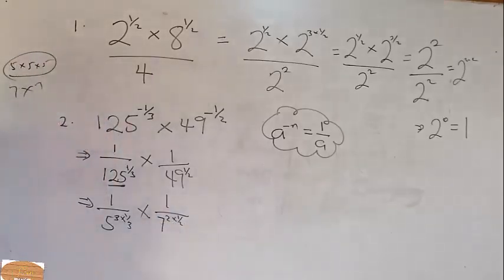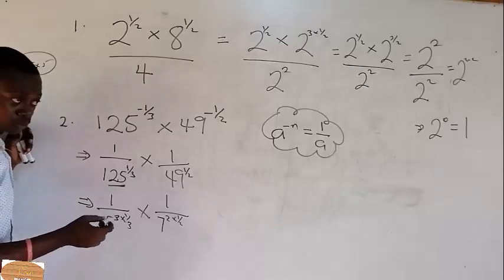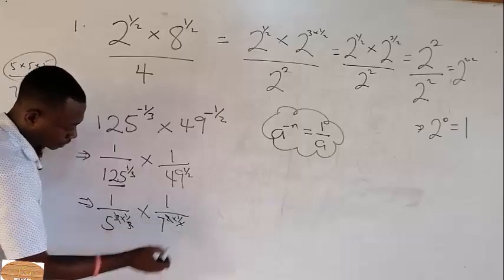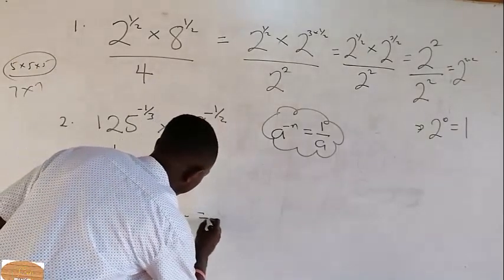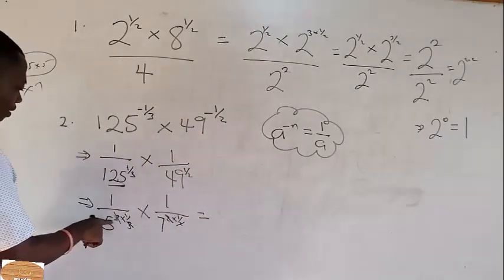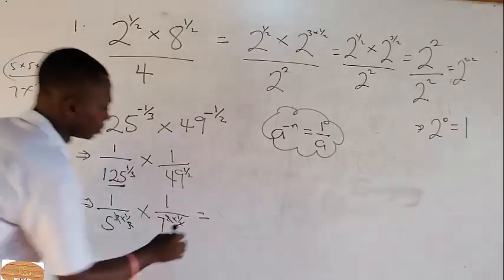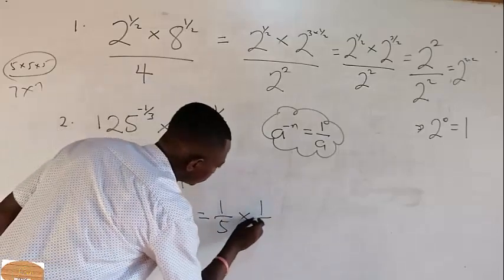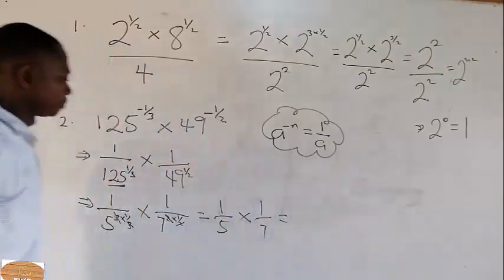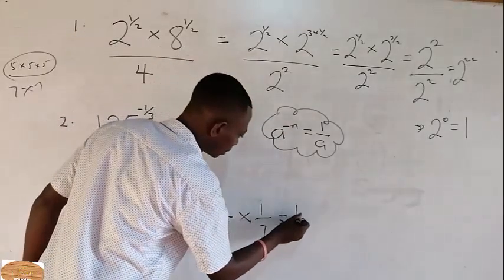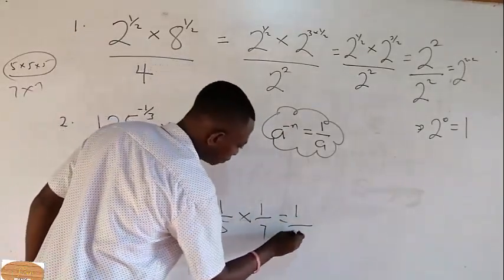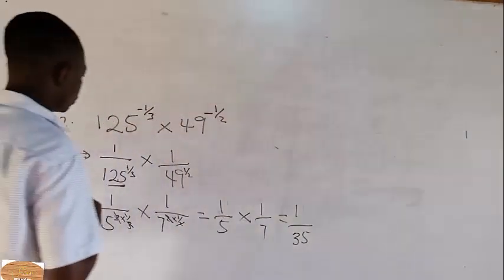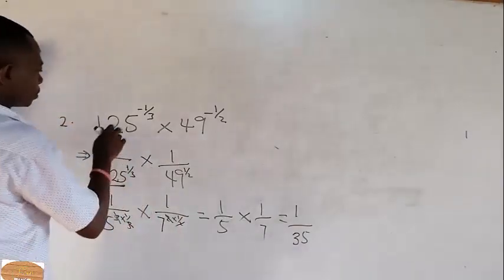Now we are doing this because we want to do cancellation. So this one will straight away cancel this, and 2 will also cancel it. So I have 1 over 5 to the power 1, which is 5, so I have 1 over 5 times 1 over 7. 1 times 1 is 1, 5 times 7 is 35. Alright, so that's the first method. Let me use the second method.